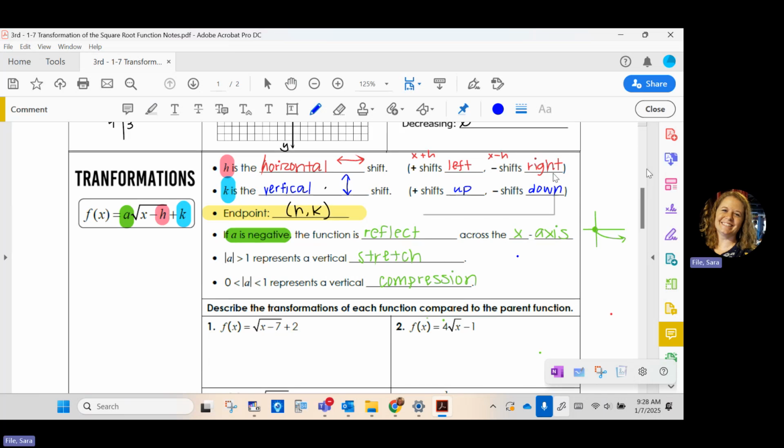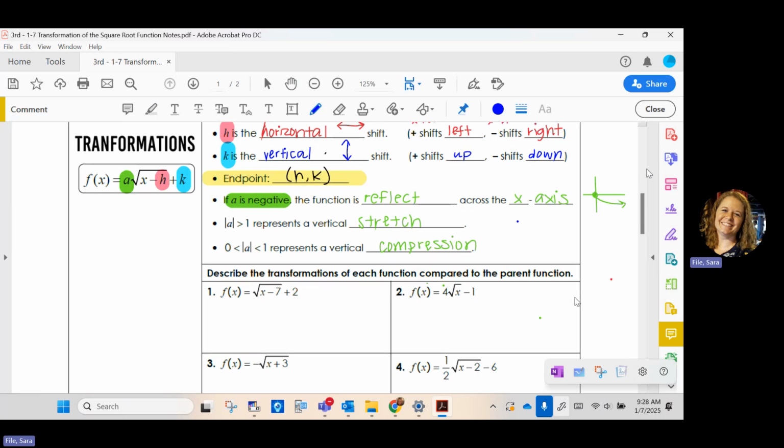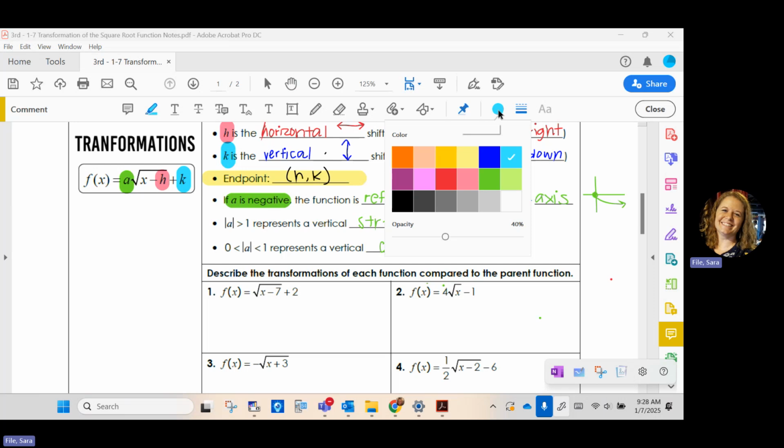So we've talked about the parent function and we reviewed our transformation rules. So let's try to apply that. We're comparing these equations down here to the parent function, and we want just to describe the transformation that's taken place. So I'm going to go through and highlight here. We're going to focus on one at a time. Let's look at A.